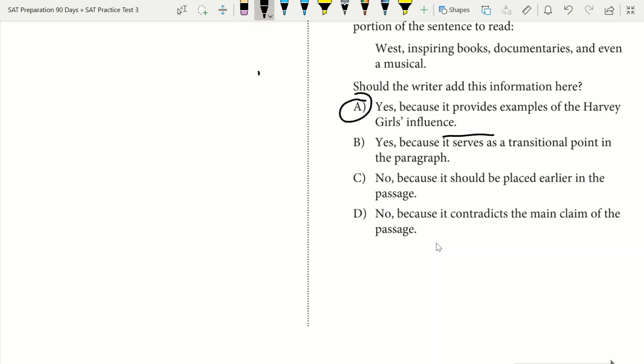We wouldn't say because it serves as a transitional point in the paragraph, because it doesn't. D, no, we already determined that it should. So anytime that we go ahead and decide yes, then we're not going to look at no because then we're just wasting our time. Because most of the time, if you decide yes or no on one of these, you're going to be right, and it's just going to be a matter of determining why. So we're not even going to bother explaining no.